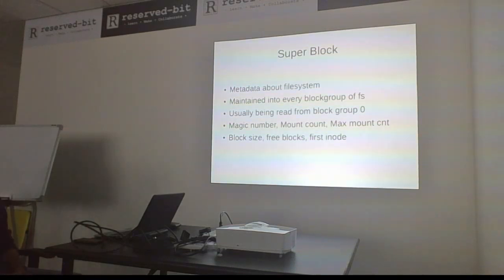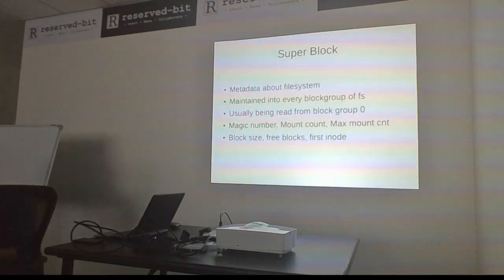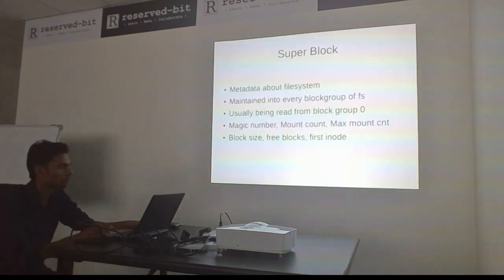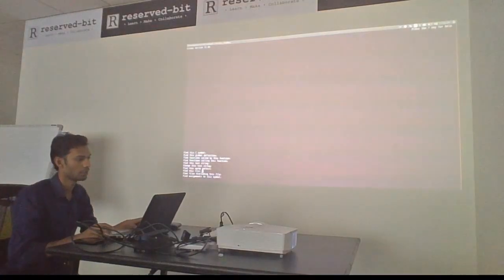And the mount count: basically, how many times the ext2 file system was mounted, and the maximum mount count possible. Then block size, free blocks, and first inode. Basically, we require the first inode to keep track of the other inodes as well. Okay. So in the system, let me go to the source.